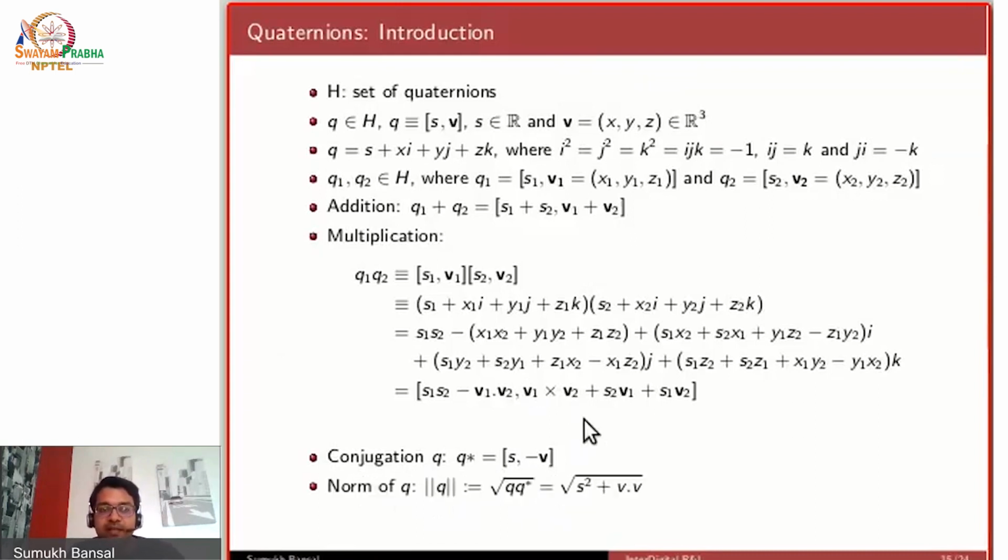Then we can also define a norm on the set of quaternions using the conjugation, which happens to be mathematically the same as the usual Euclidean norm. Now, for representing rotations, we are only interested in a subset of quaternions, which is the set of unit quaternions. Unit quaternions are quaternions with norm 1, and we are going to represent unit quaternions by H1 in coming slides.